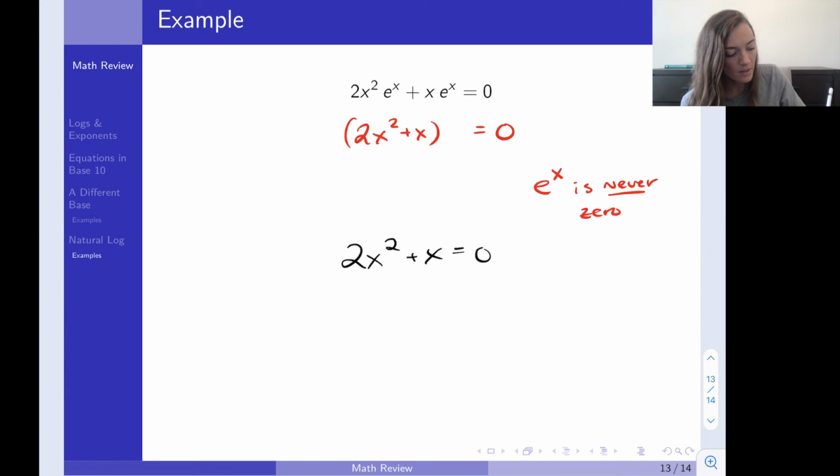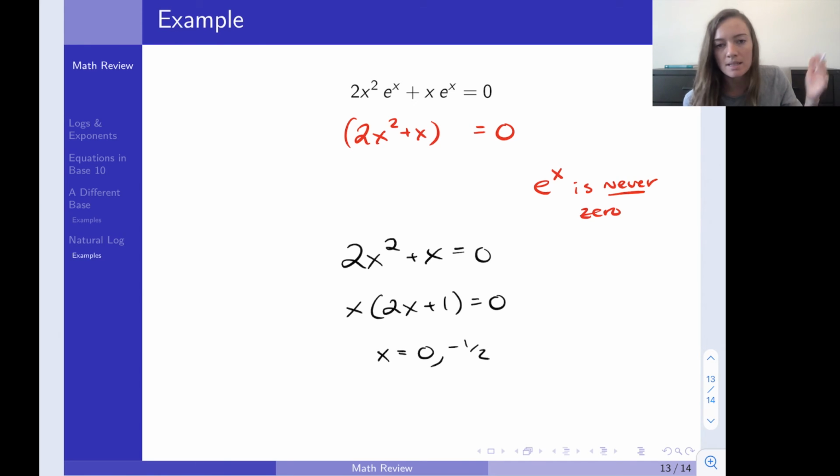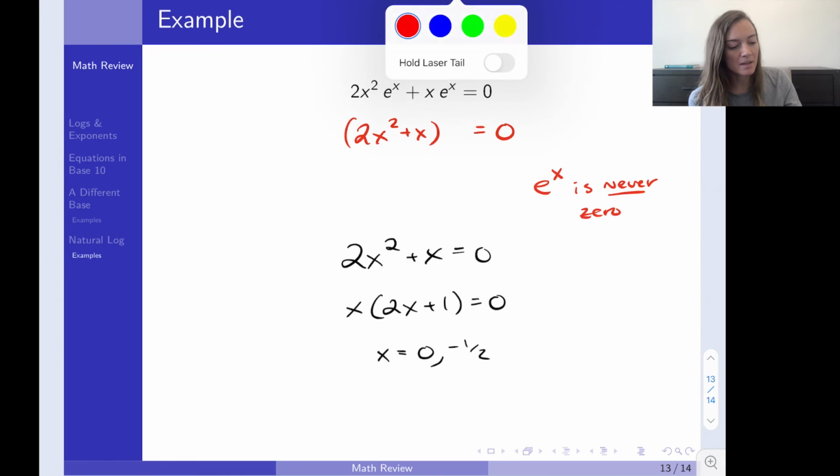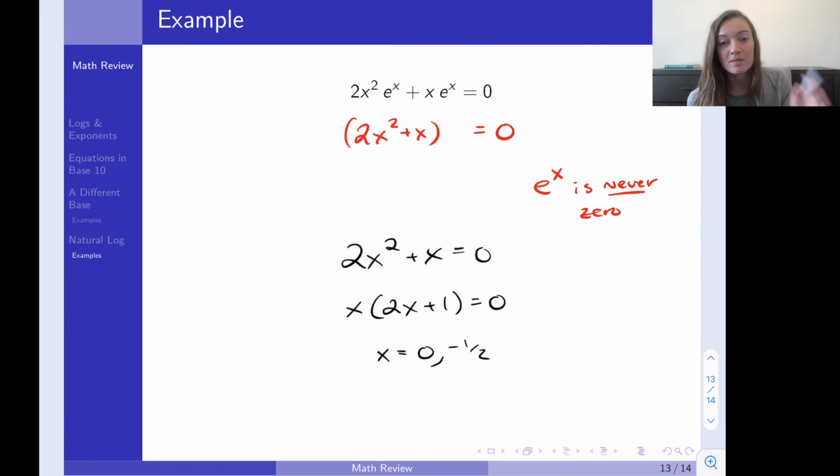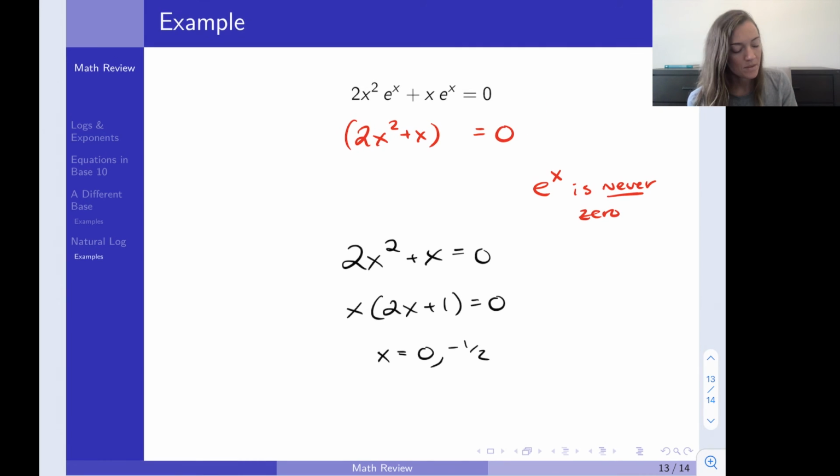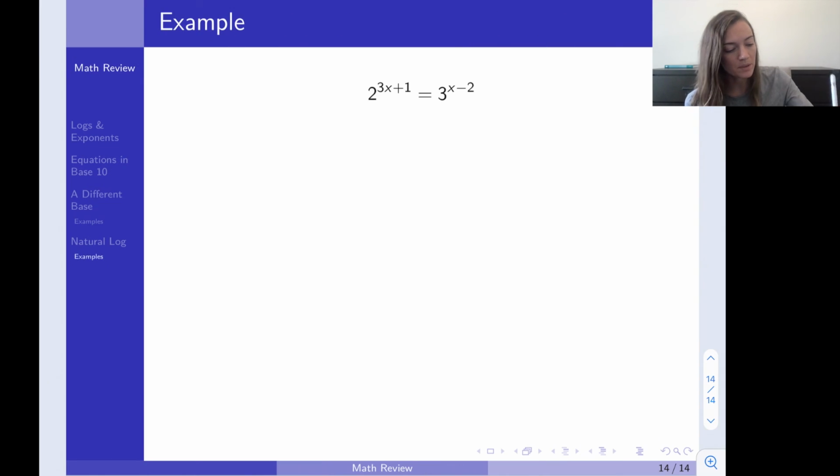So, this we can just factor out an x again. We have x times 2x plus 1 is equal to 0. And then you can just solve for your x's here, and you get x is equal to 0 and -1/2. And that's it. So this, I think, was actually the easiest example, even though it looked very hard. Okay, so now let's go on to one more example.